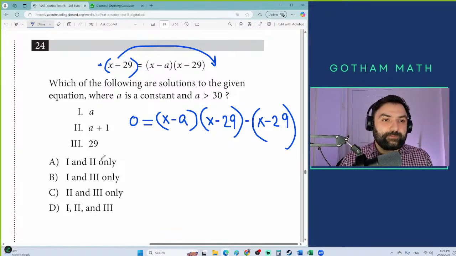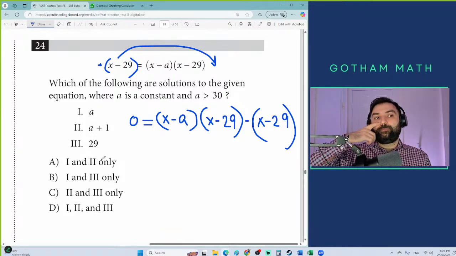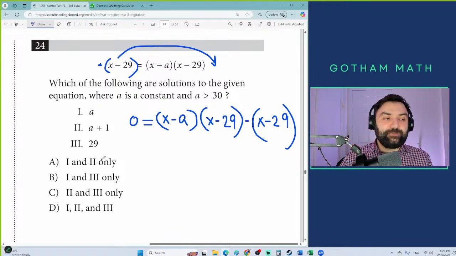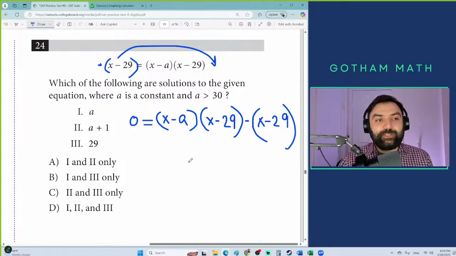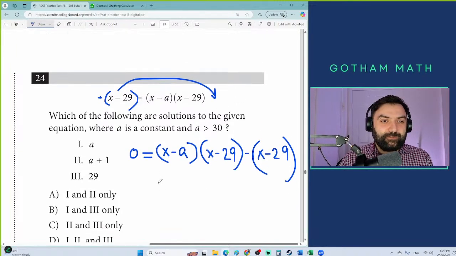All right, so I kind of see what I may or may not do, but this is something that doesn't come up that often. Obviously, that x minus 29 and x minus 29 is supposed to say something to us, right? And let me tell you the idea that I'm going to use here.